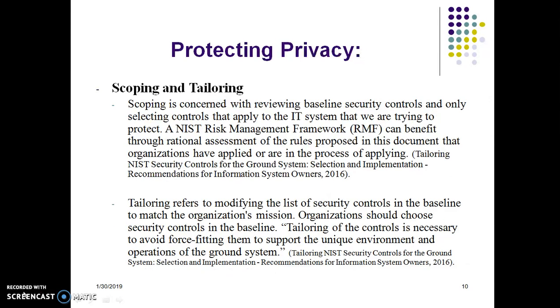Scoping and tailoring. Scoping is concerned with reviewing baseline security controls and only selecting controls that apply to the IT system that we are trying to protect. A NIST risk management framework can benefit through rational assessment of the rules proposed in the document that organizations have applied or are in the process of applying. Tailoring refers to modifying the list of security controls in the baseline to match the organization's missions. Organizations should choose security controls in the baseline. Tailoring of the controls is necessary to avoid force-fitting them to support the unique environment and operations of the system.